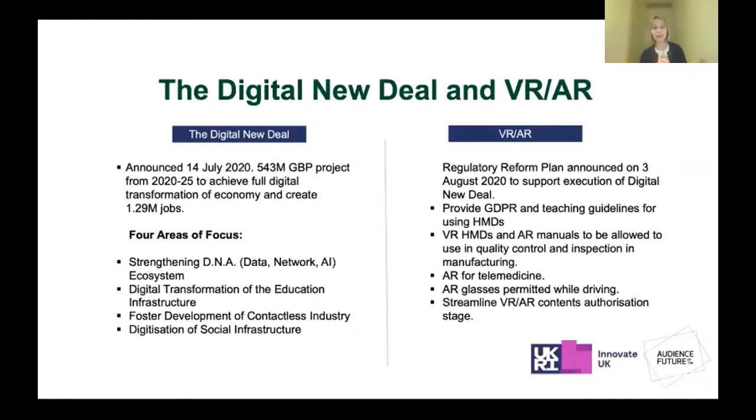Coupled with that, the government efforts are being redoubled by a Digital New Deal, which was announced back in July 2020. That was put in place in response to COVID-19 and obviously the economic difficulties that were coming out of that. So there's about 543 million pounds in investment being made by 2025 to generate employment and growth in four broad areas, which you can see on the screen: strengthening the data network and the AI ecosystem, digital transformation of the education infrastructure, fostering development of contactless industry, and also digitalization of social infrastructure.